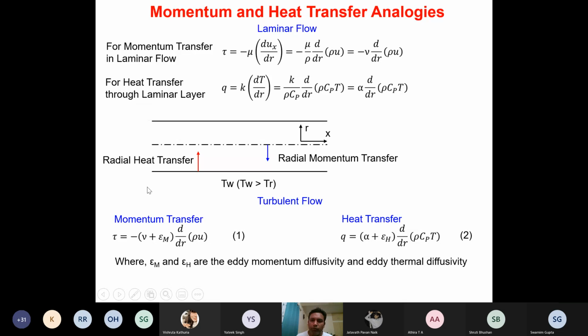So both these equations which we have seen for the laminar flow can be written for a turbulent flow with these two additional parameters. So tau, which is the shear stress, is given as minus (nu plus epsilon m) d by dr of rho u, where epsilon m is the momentum diffusivity. And similarly, for heat transfer, we can write the heat flux Q as alpha plus epsilon h, d by dr of rho Cp T. Okay. So these are equation numbers 1 and 2.